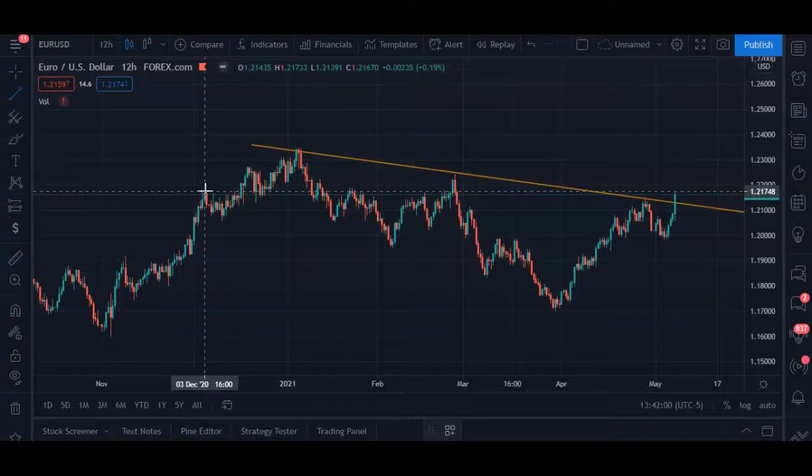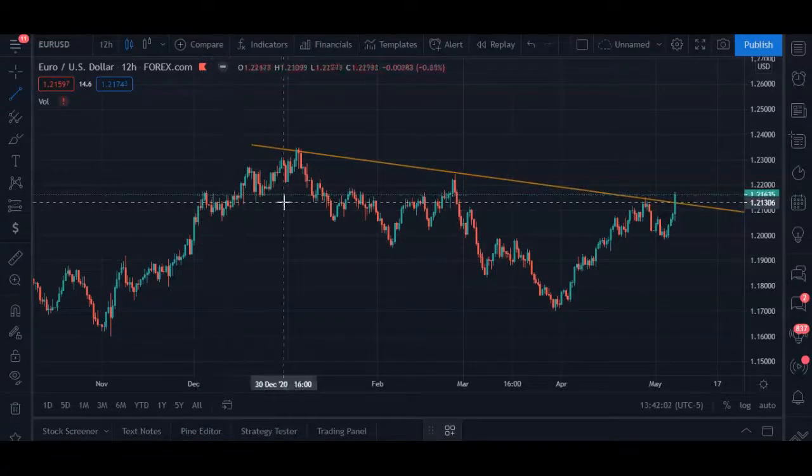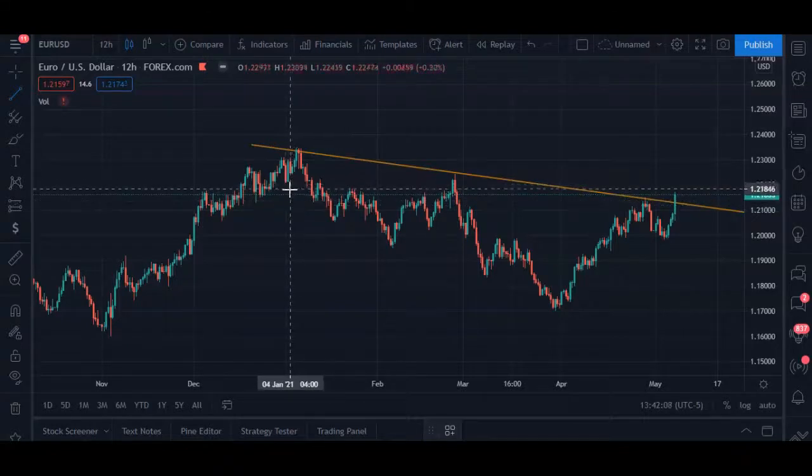So click right here. This is December. So this is January. This is what we really want to focus on, around this area, the time frame.